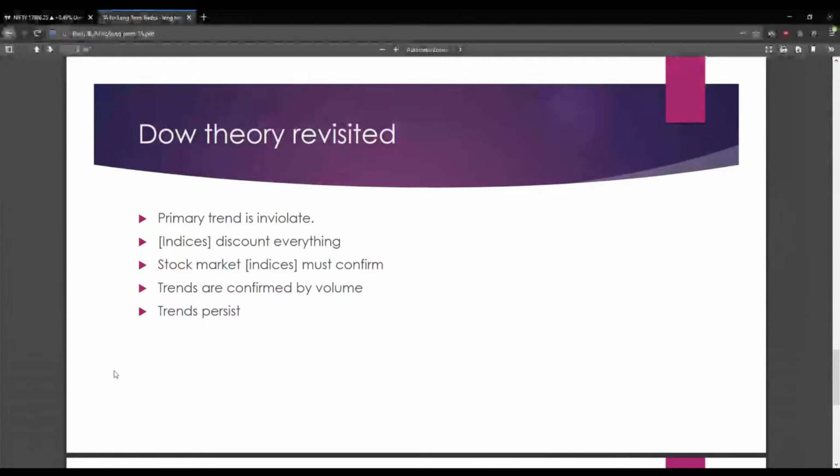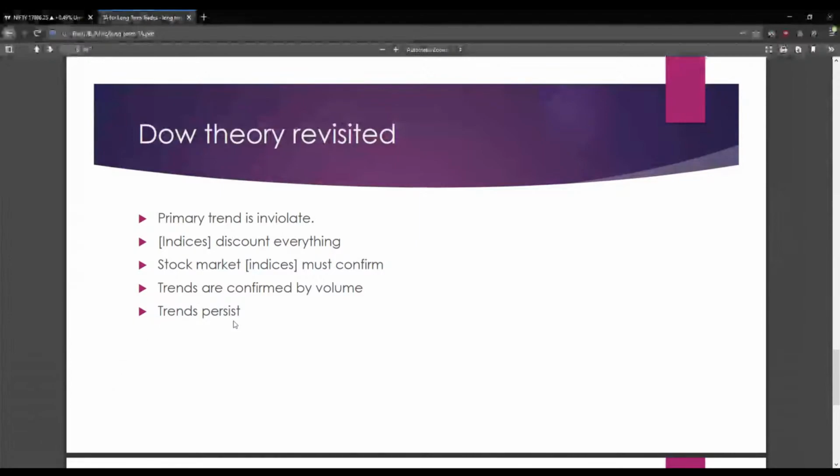And trends are confirmed by volume. This is especially true in breakouts and for trend following people. They look for volume in trend, especially when the trend starts. If the trend starts with an opening gap on volume, it's a very big sign that the primary trend is going to persist for a very long time, for years to come.